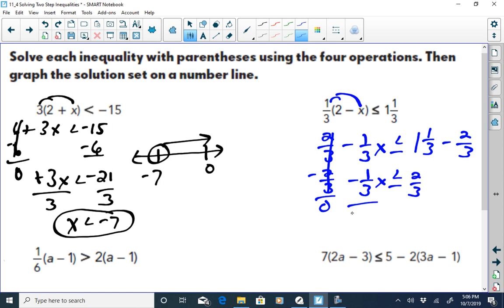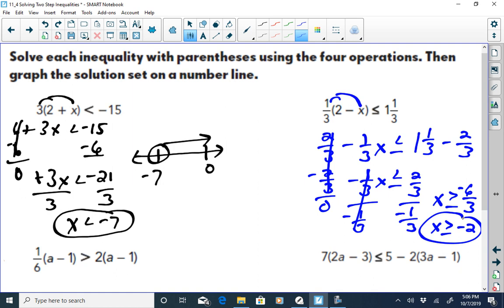Next step, divide both sides by negative 1/3. They cancel. So we have x has to be greater than or equal to, have to reverse that inequality symbol because we just divided by a negative. And what is 2/3 divided by negative 1/3? Well, that's going to be the same as 2 over 3 times 3 over 1. 2 times 3 is 6. 3 over 1 is 3. So it's going to be 6 over 3, but it's negative. So we get x has to be greater than or equal to negative 2.